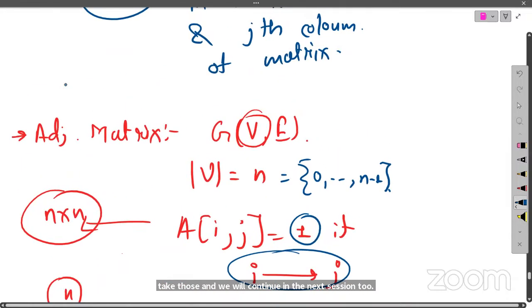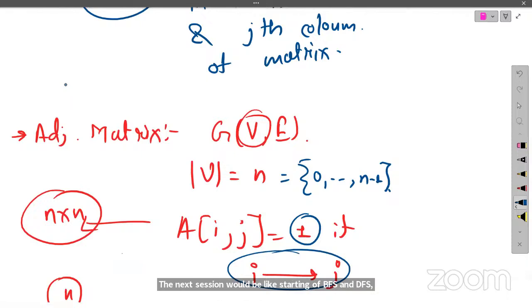Ma'am, the next session would be the starting of BFS and DFS, right? BFS, DFS, and topological sorting. It will take 1 hour at most.